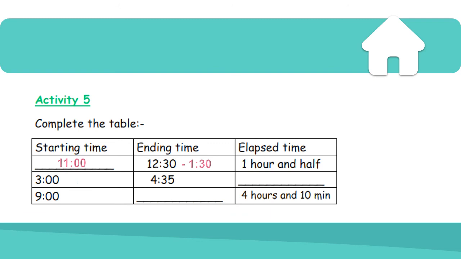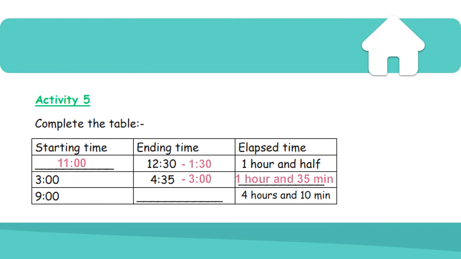Look here, if you find the elapsed time, it will be 1 hour and a half between 11 o'clock and 12:30. Let's go to the next one. The starting time is 3 o'clock and the ending time is 4:35. What is the elapsed time here? What is the time between both of them? 3 to 4 will be 1 hour. Then 35 minutes. So it will be 1 hour and 35 minutes.